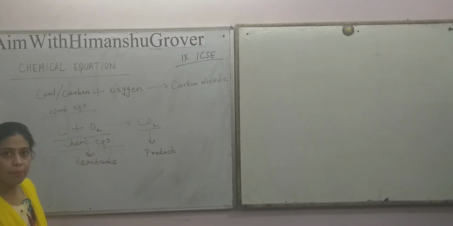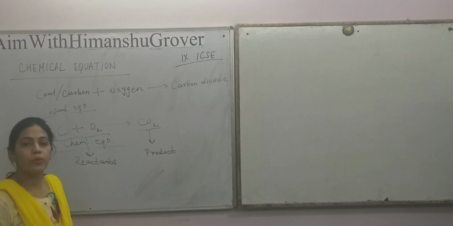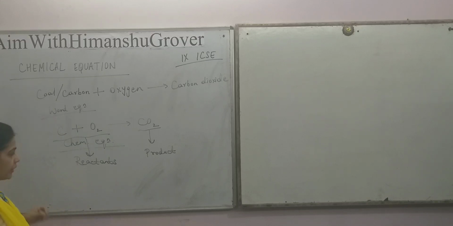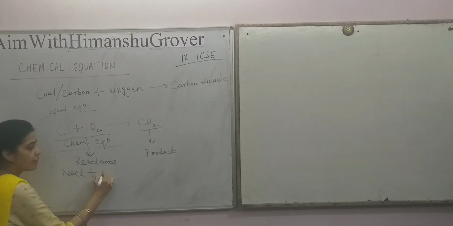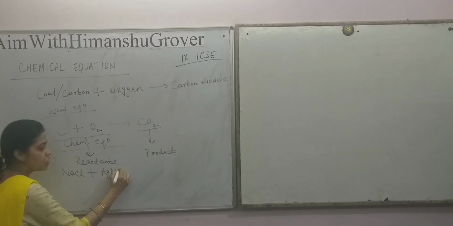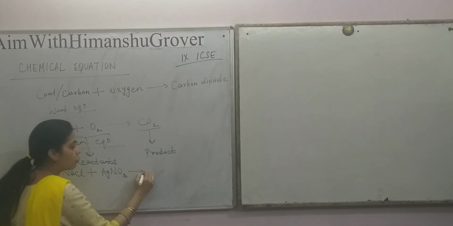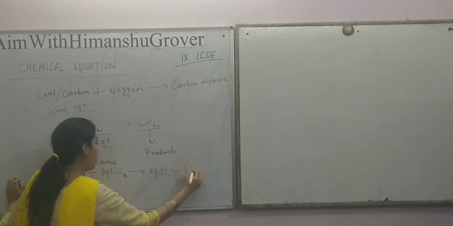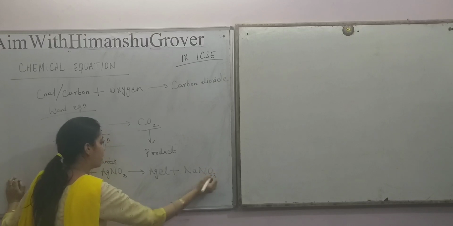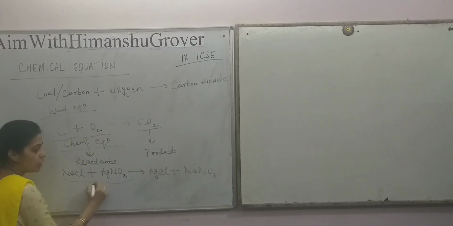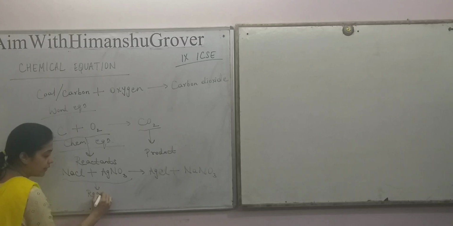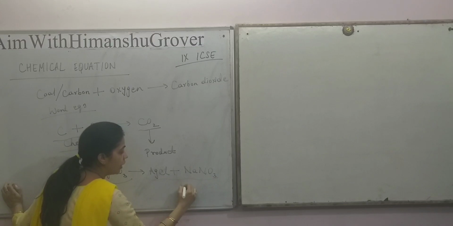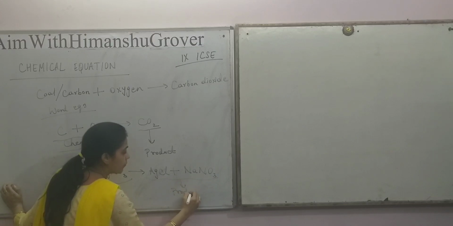Similarly, if we take another example, when sodium chloride reacts with silver nitrate, sodium chloride is represented as NaCl. When it reacts with silver nitrate, AgNO3, they react to form AgCl, silver chloride, plus NaNO3, sodium nitrate. Here NaCl and AgNO3 are the reactants, and AgCl and NaNO3 are the products.